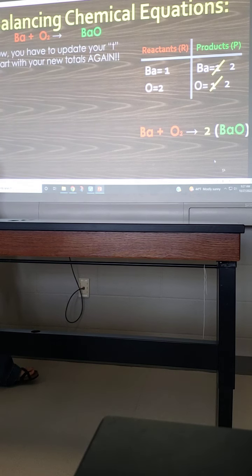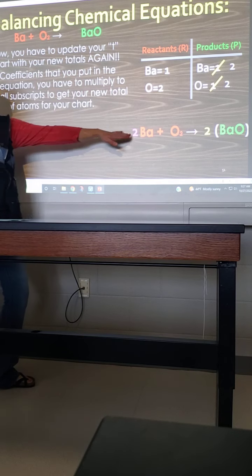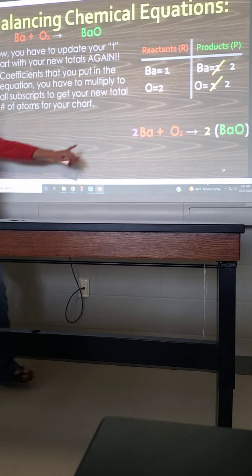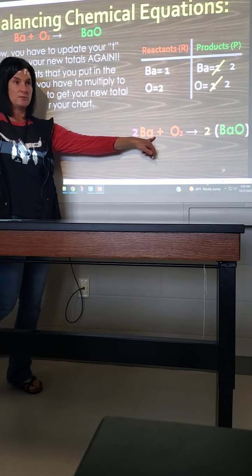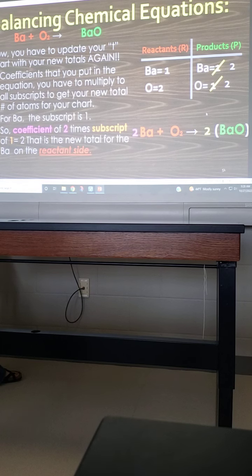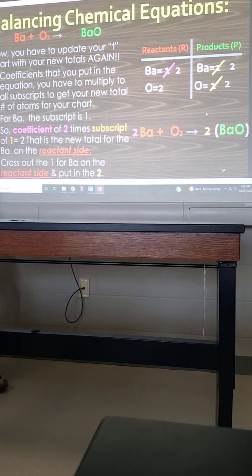So we're going to update our chart again, right? We have to continue with this new chemical equation with a coefficient of two out there. We have to distribute that two to the subscript of one. So two times one. We'll update this to a two.